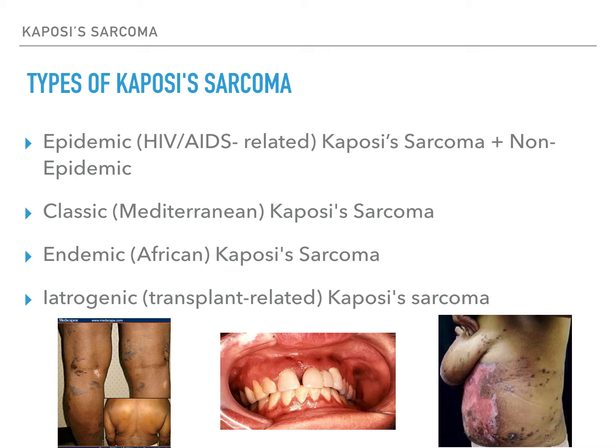Finally, iatrogenic or transplant-related KS occurs in individuals who have had a transplant and have been given medications to suppress their immune system. This KS often only affects the skin. KS can be recurrent.